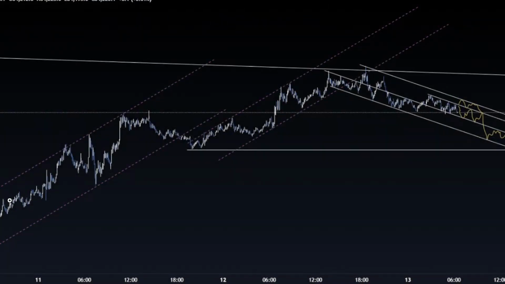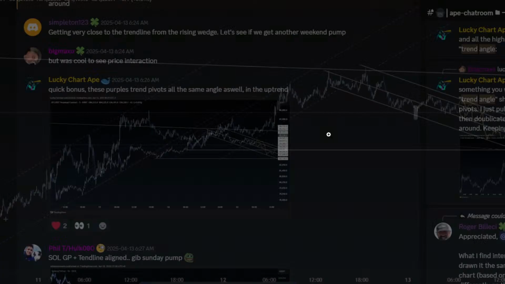And then I'll just give an example that you're getting the same thing with the same trend angles across these highs, across these lows, across these highs, across these lows. So these are, again, the same trend angles in the uptrend, same trend angles in the downtrend.